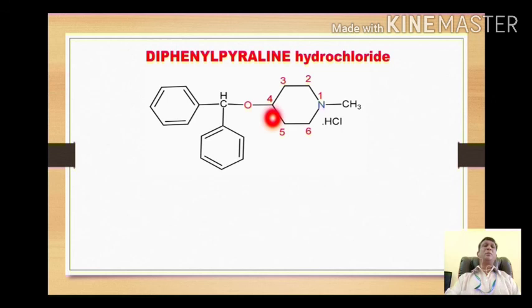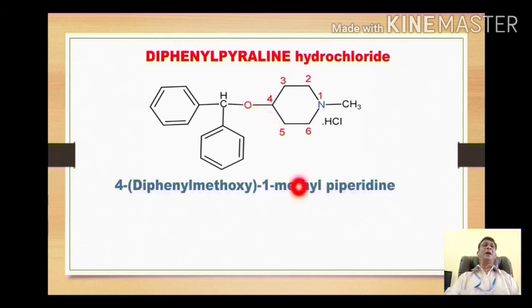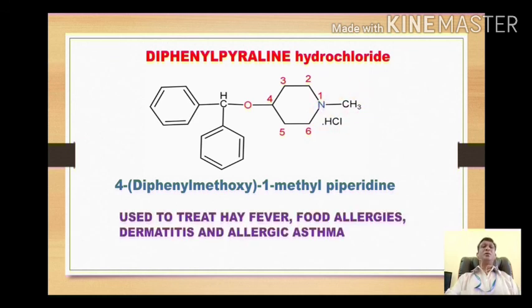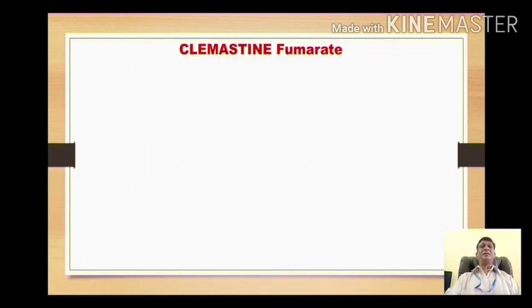So on position number 4 we have diphenylmethoxy followed by the name of this basic nucleus, piperidine, where the first position also bears one methyl group. This drug is also used for treatment of hay fever, food allergies, dermatitis and some allergic asthma conditions.